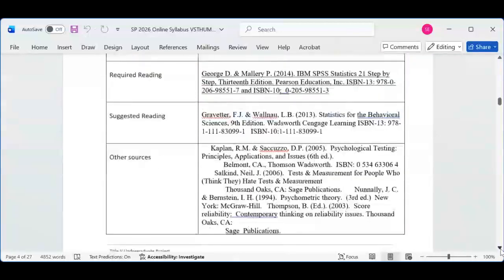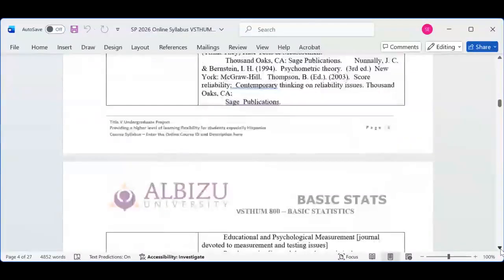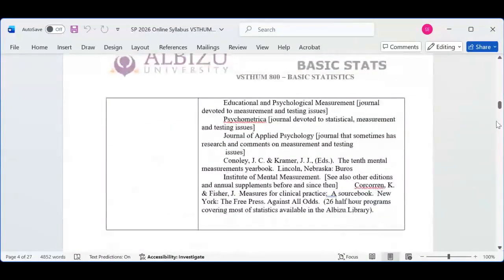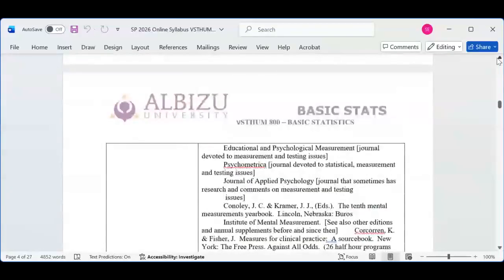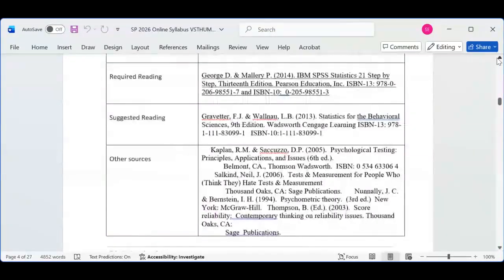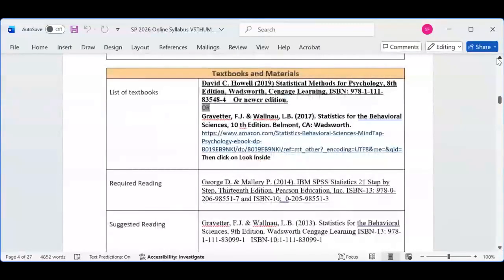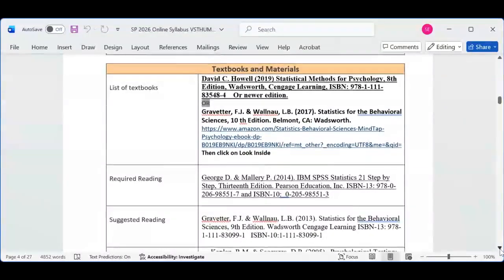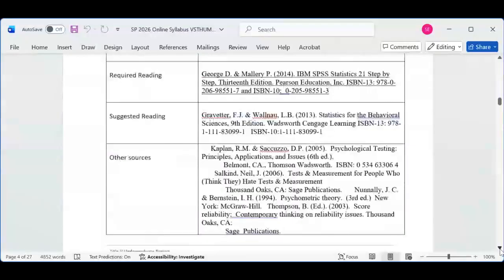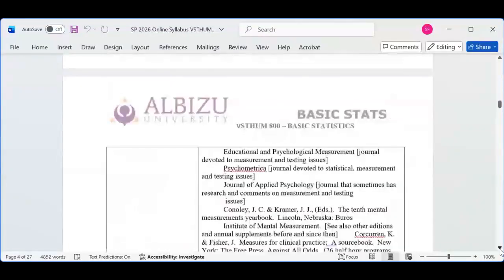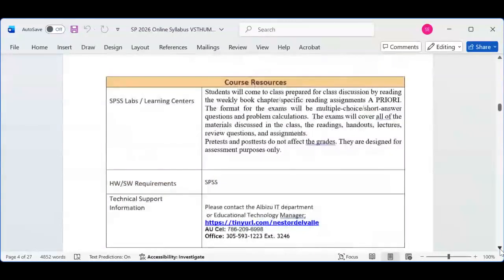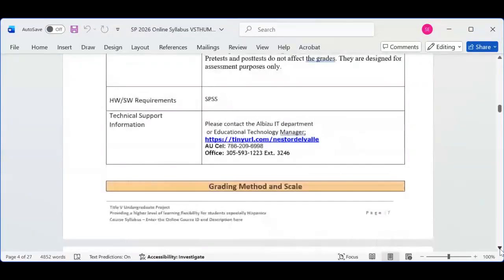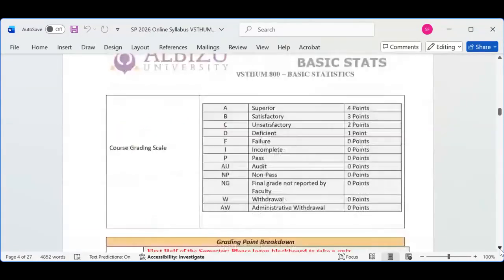So these are some suggested texts. The first one, or the one that I will be using, I go by when I talk about the pages, is this one, David C. Howell. You can get a previous version or the newer. It doesn't matter. Any of them will do.